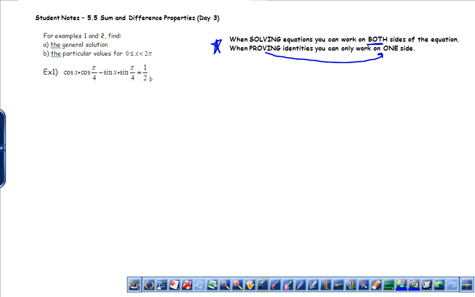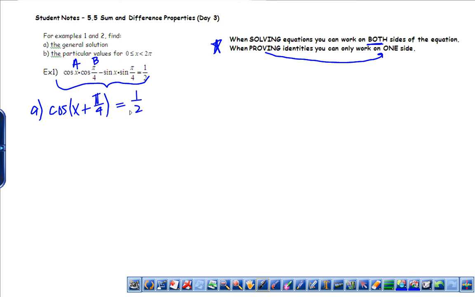The first thing I want you to look at is what can we do with this right here? You should notice, because we've been working on them, it is a sum and difference. Look at your formula chart and see what we could replace this with. This is your A and your B value. So it looks like we could replace it with cosine of x plus pi over 4, and that's going to be equal to 1/2.